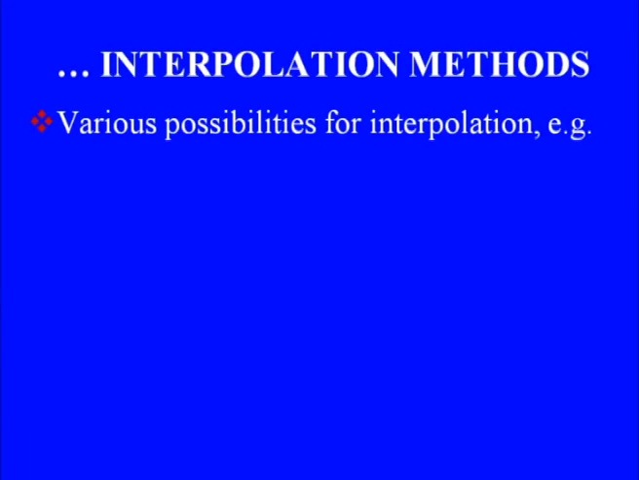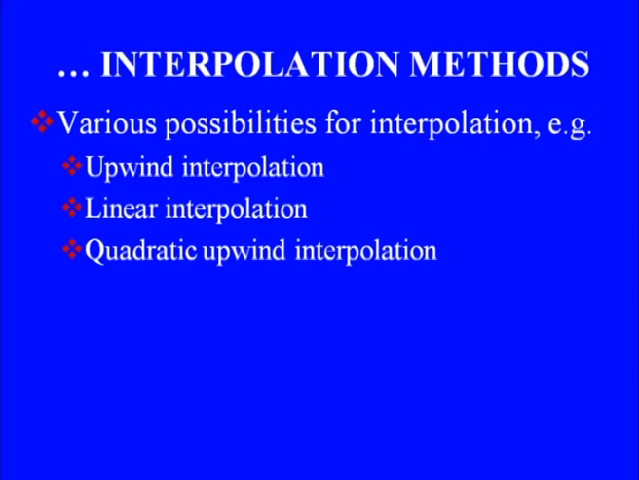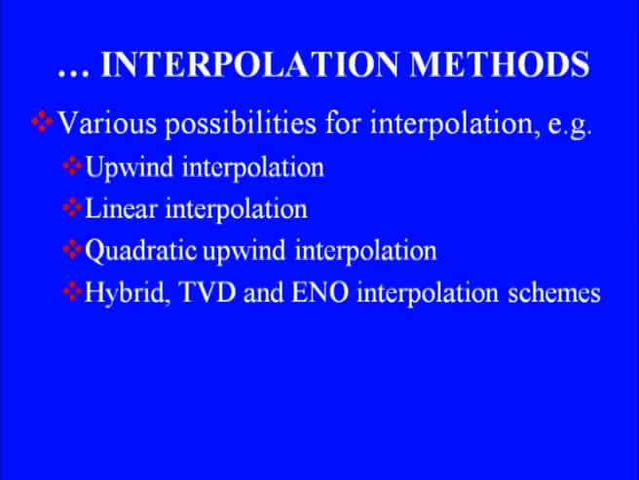Now, the various possibilities for interpolation include upwind interpolation, linear interpolation, quadratic upwind interpolation, and recently developed hybrid schemes, TVD, that is total variation diminishing schemes, and ENO, essentially non-oscillatory interpolation schemes. Let us have a look at each of these schemes one by one in a bit more detail. So, first is our upwind interpolation scheme.